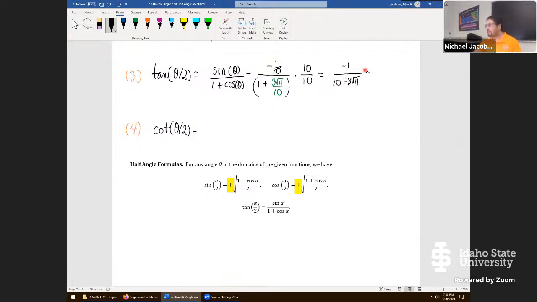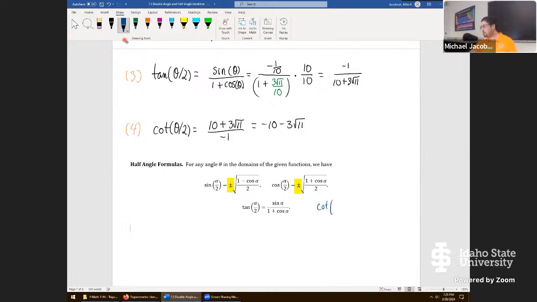The reciprocal would be 10 plus 3 root 11 over -1. Because -1 is dividing, it's going to flip both signs in the numerator. It'll be -10 minus 3 root 11. So the reason I put this fourth part with cotangent is just a reminder that the reason you don't see an identity for cotangent is because of what we just did. There really is an identity, just take the reciprocal. In fact, let's just write that in.